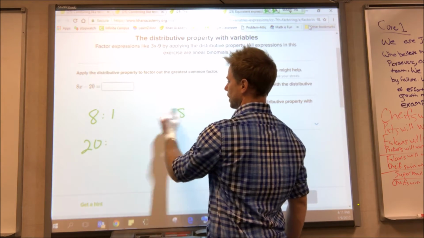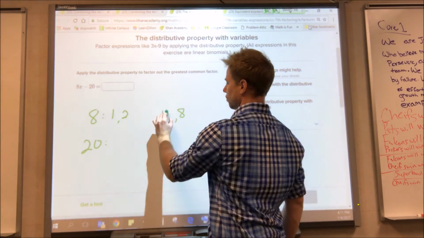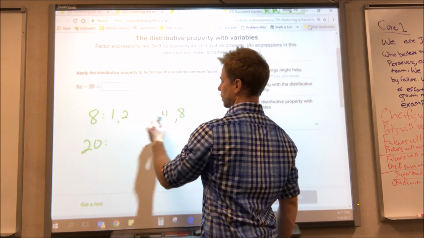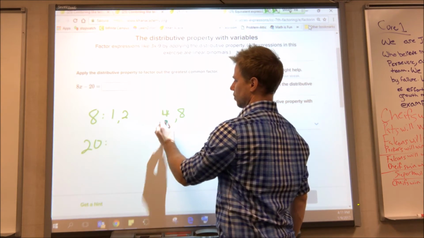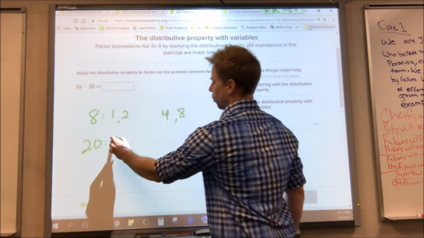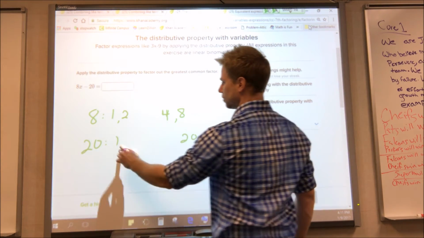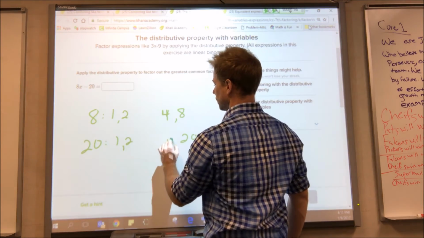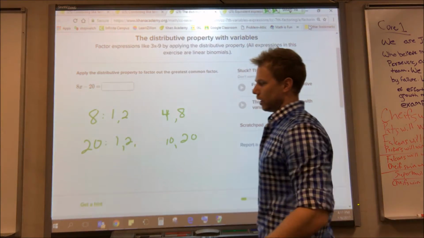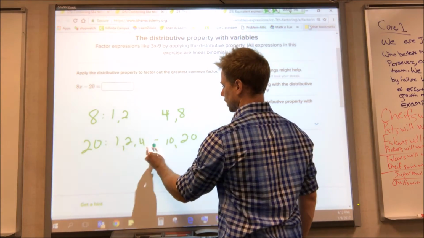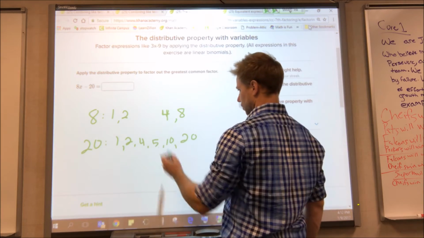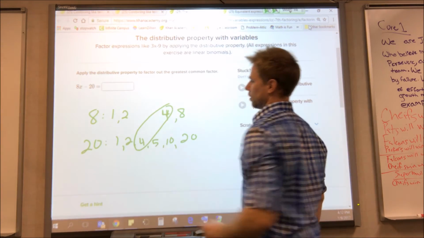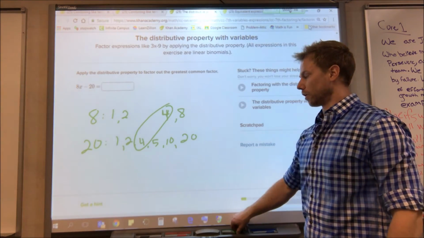1 goes into 8, 8 times. 2 goes into 8, 4 times. 3 doesn't go into 8, so that's all we have for factors. 1 goes into 20, 20 times. 2 goes into 20, 10 times. 3 doesn't go in. 4 goes into 20, 5 times. So the biggest number in both factor rows is 4.